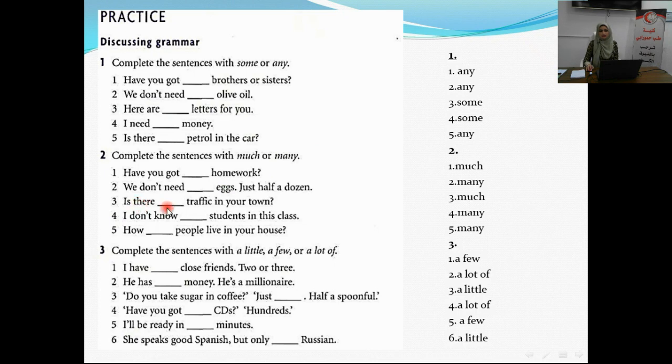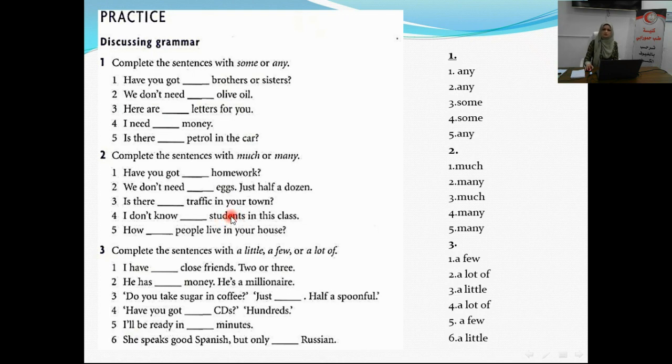Number 3, is there slash traffic in your country or in your town? So the traffic, non-countable, we are going to use much here. With number 4, I don't know slash student in this class. Students, the countable nouns, and we are going to use many.